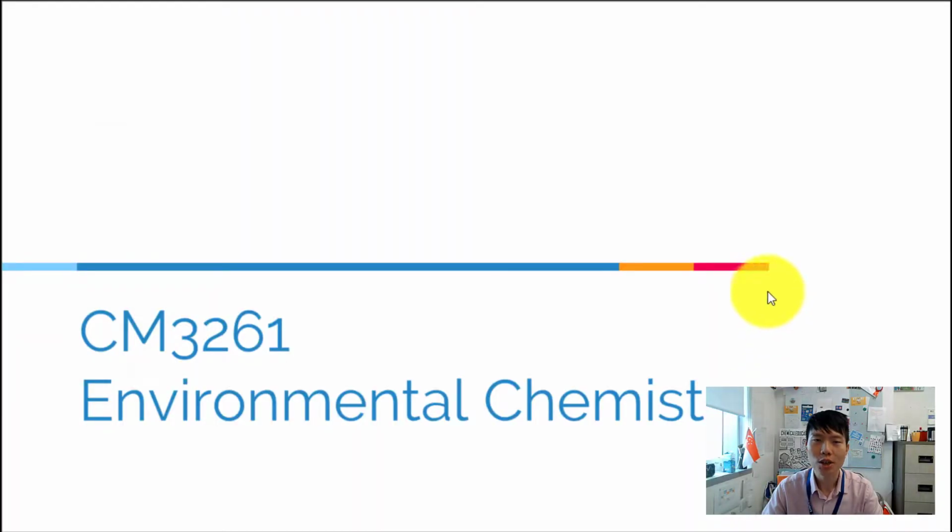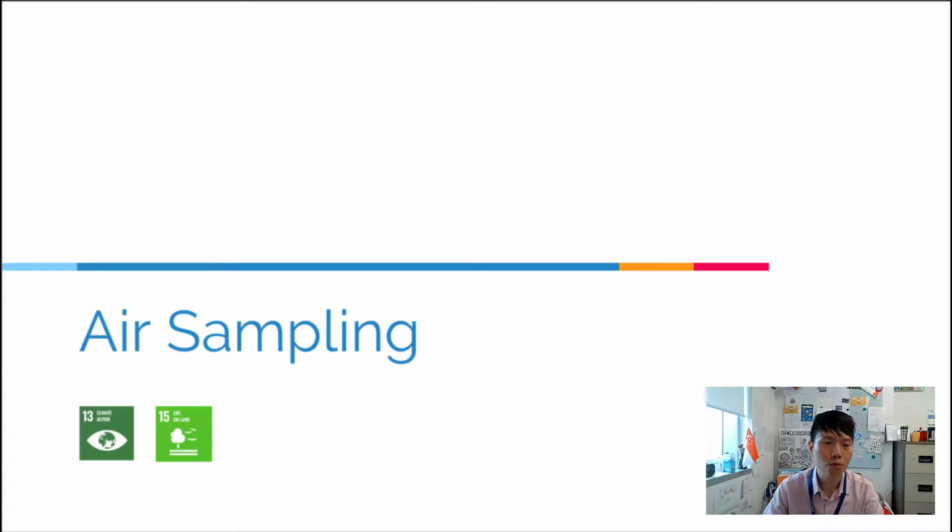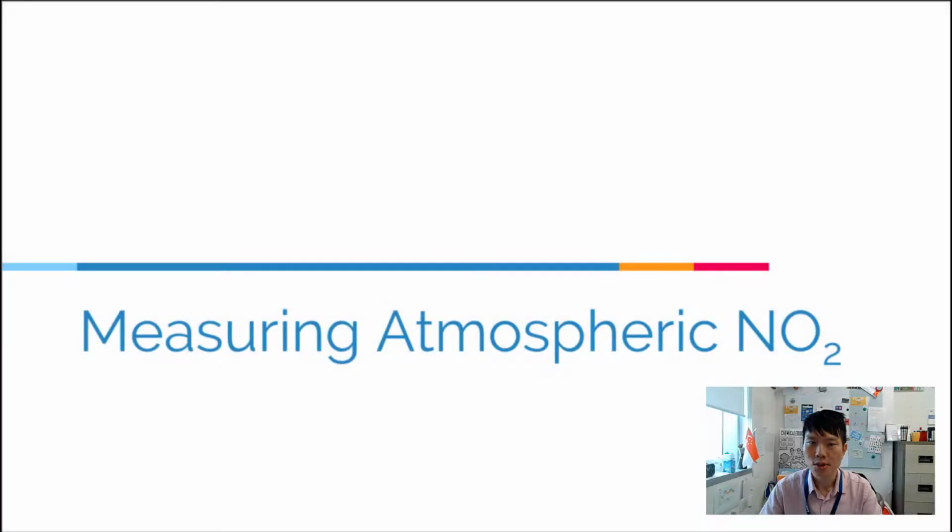I'm your lecturer Dr. Funman, and today I'm going to share with you this topic under environmental chemistry on air sampling. This regards two of the goals in the United Nations Sustainable Development Goals, number 13 and 15, climate action and life on land. So specifically, we dive into what kinds of air sampling you will be doing: measuring atmospheric NO2, the brown color nitrogen dioxide.